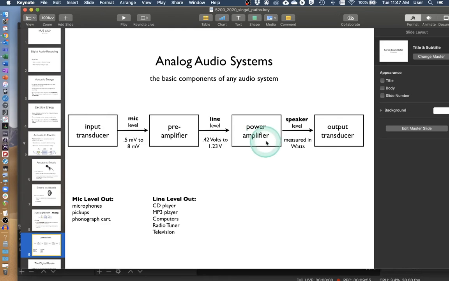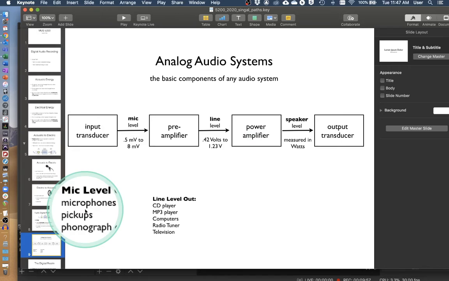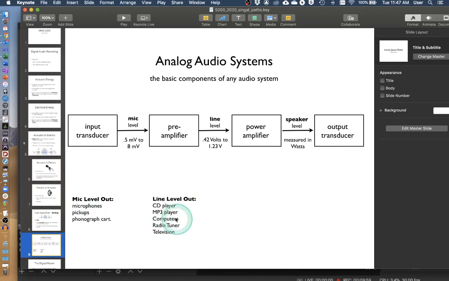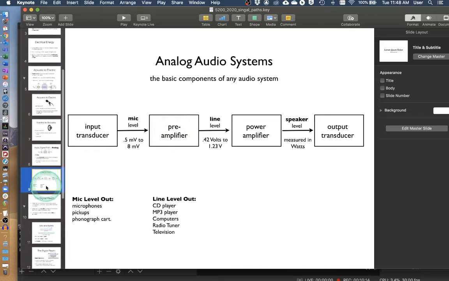So knowing the output level of your gear helps to navigate this analog system. And this flowchart, I often ask students to memorize and recreate this on exams. It's a really, really useful mental tool, I think, for navigating any audio system.